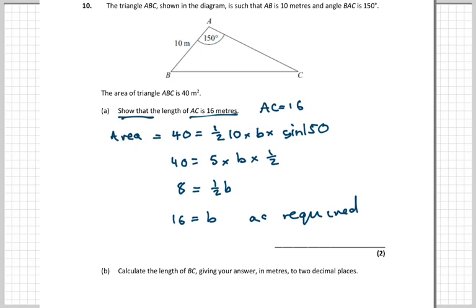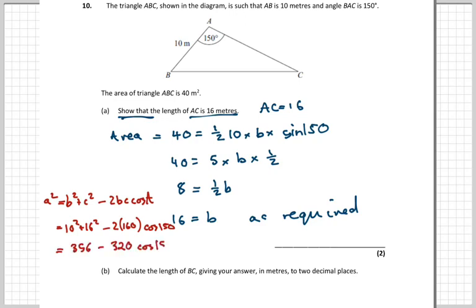The next part asks you to find the length of BC. Since you now have two sides and an angle, and you're trying to find a missing side, it's probably best to use the cosine rule. In fact, we can only really use the cosine rule to do this. So a squared equals b squared plus c squared minus 2bc cos A. We substitute these values in to give us this. We put these in our calculator, and we get 356 minus 320 cos 150.